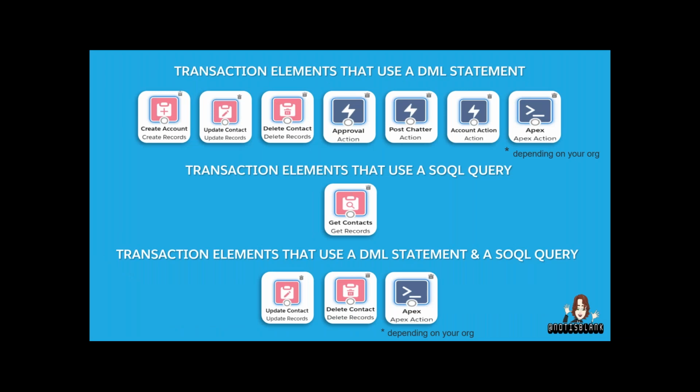So I made a little cheat sheet for myself because the documentation on Salesforce is all text, and that just didn't work for me. I'm like, okay, when am I using a DML statement? When is it a SQL query? And believe it or not, update records, delete records, and some actions are using both. So we need to be aware of this, and this also applies to your processes.